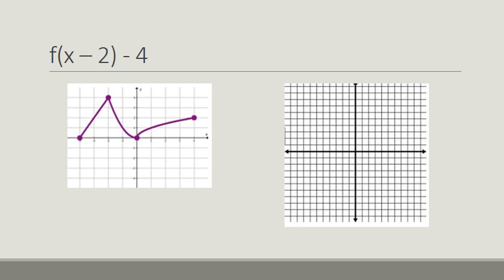So I have this, what we call a nonsensical function, because it really isn't. It's actually a piecewise function made up of a linear, a quadratic, and a square root. So if I want to graph it, I'm going to take my points and move them right 2 and down 4. So I'm going to go right 2.